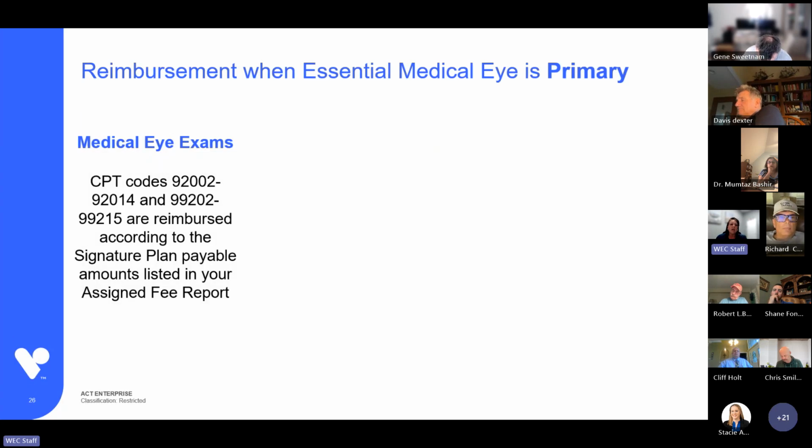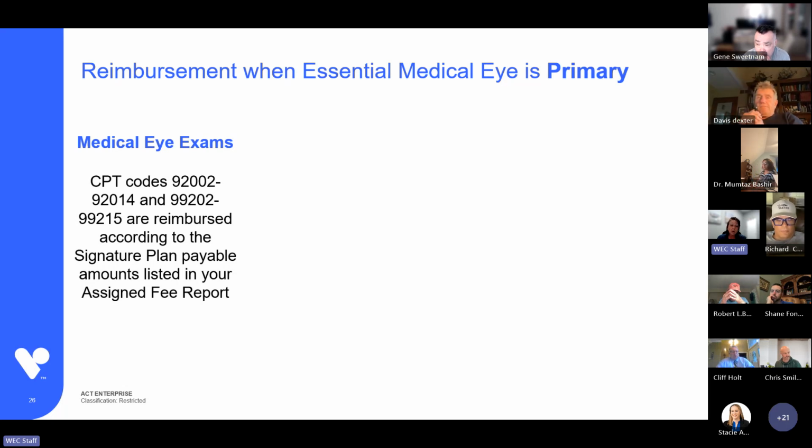So, how do you get reimbursed for essential medical eye care? We're assuming that essential medical eye care is primary. This is when it's primary: either you're not on the plan, or there's no major medical, period. So essential medical eye care becomes their primary. So when you're billing the 9299 codes, you get reimbursed the same thing you do under your signature plan payable amounts. And you'll find that out on your assigned fee report.